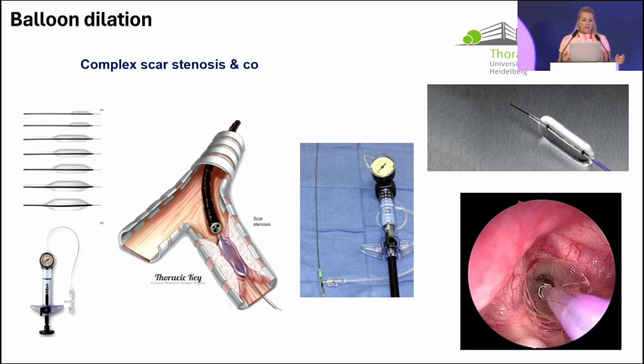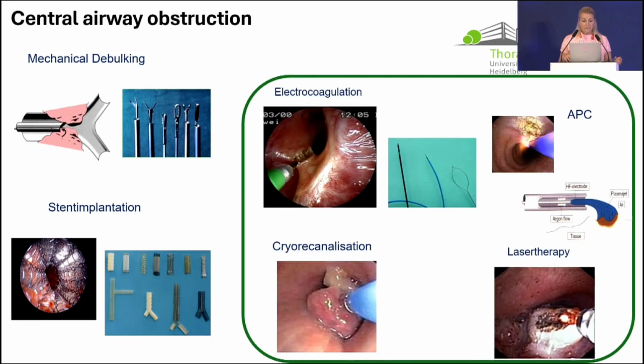If you have a complex scar stenosis, balloon dilatation is the optimal way to proceed. Depending on the stenosis, at the level of the stenosis, we dilate the balloon until we have a good result and wait a little bit so that we have the dilation that we want, and it's persisting.